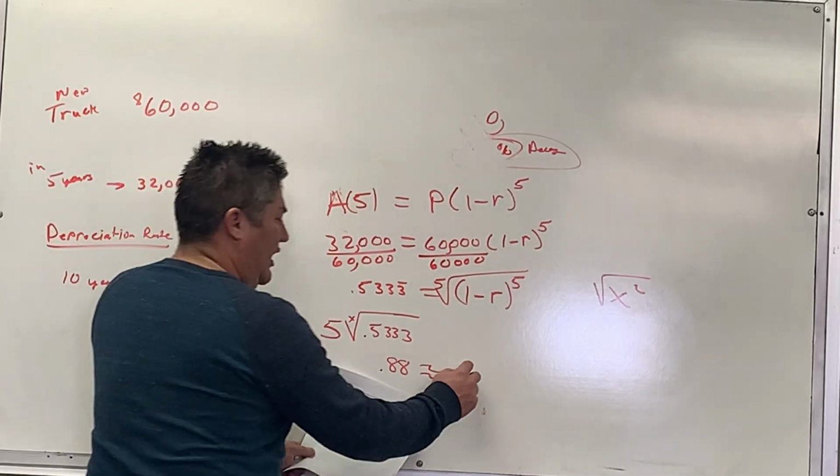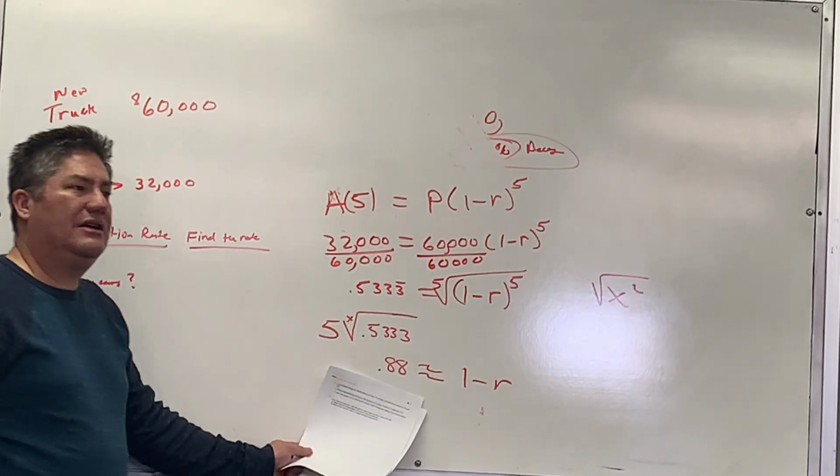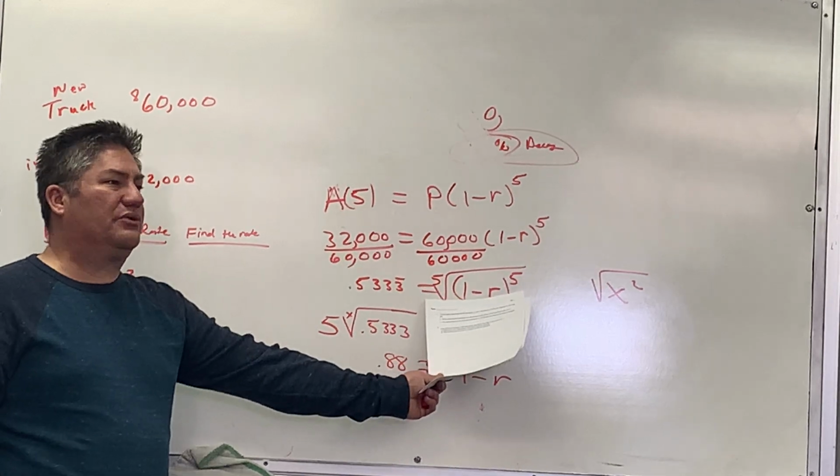And then we're going to have 1 minus r. Now, that's what got rid of the fifth root.